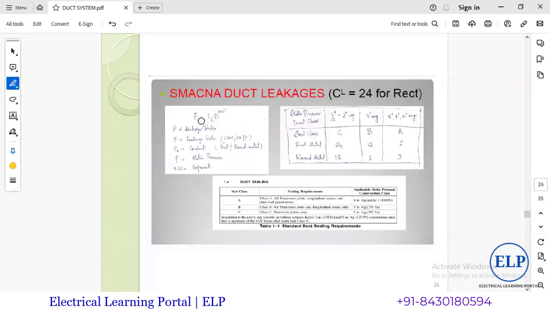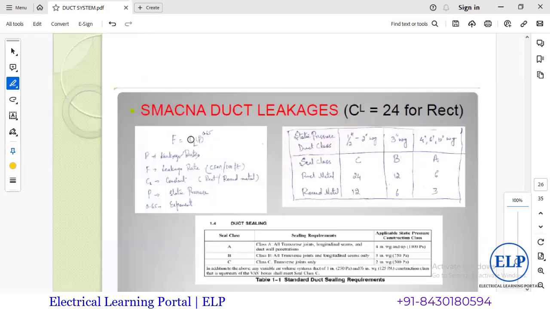Now there is a formula to calculate the duct leakages also. If you remember, I told you 5% leakages are acceptable, but there is a formula given here. This formula depends upon the static pressure. Depending upon the static pressure, the SMACNA duct leakages can be calculated. Here you can see we have CL times P to the power 0.65, where CL is a constant that can be taken from here. P is the static pressure.